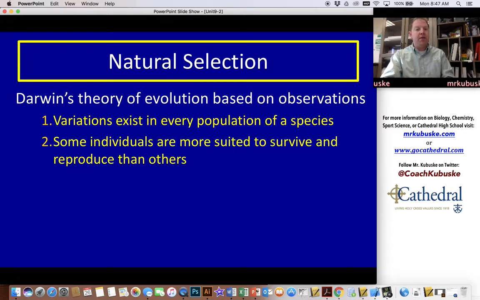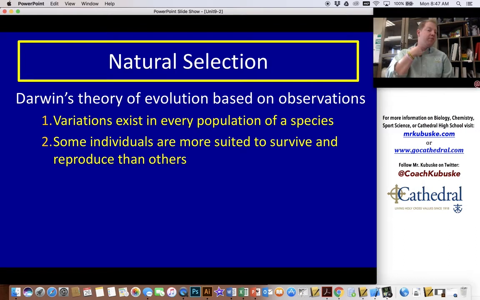And that some individuals, because of those differences, are better suited to survive in the environment that they live in currently than others, whether it be camouflage, speed, eyesight, sense of smell, whatever it is. That some of us have a little bit of differences, and they either give us an advantage or a disadvantage over the rest of the people in our population, over our competitors.